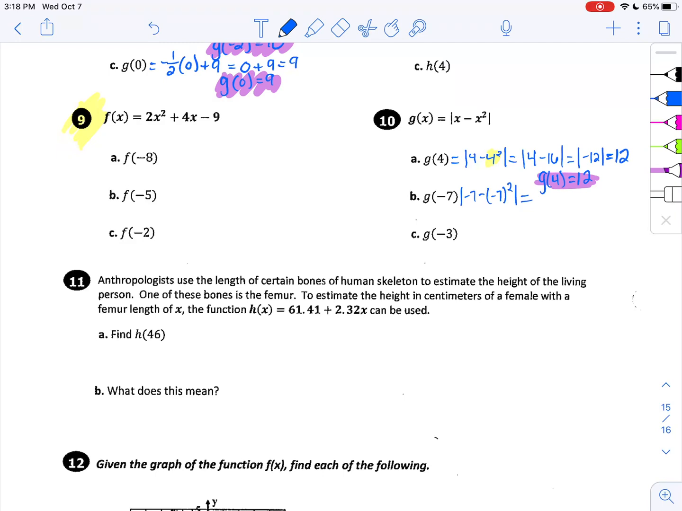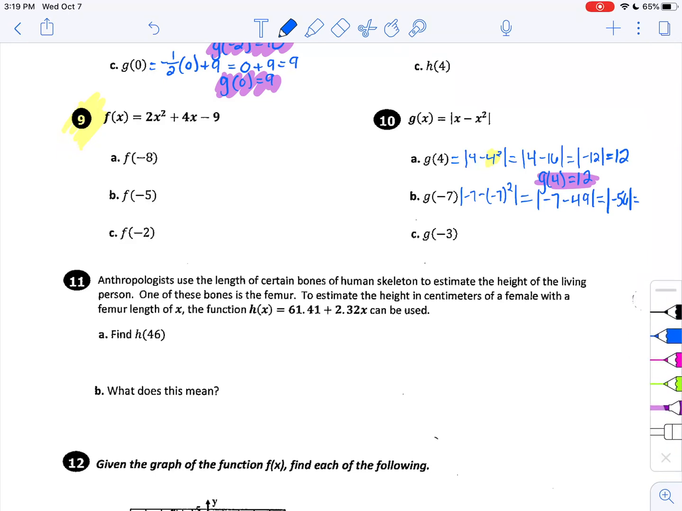So when solving this, we're going to square negative 7 first, which would result in negative 7 minus 49, because negative 7 times negative 7 is a positive 49. And then negative 7 minus 49 is negative 56. And the absolute value of negative 56 is a positive 56. So g of negative 7 equals 56.